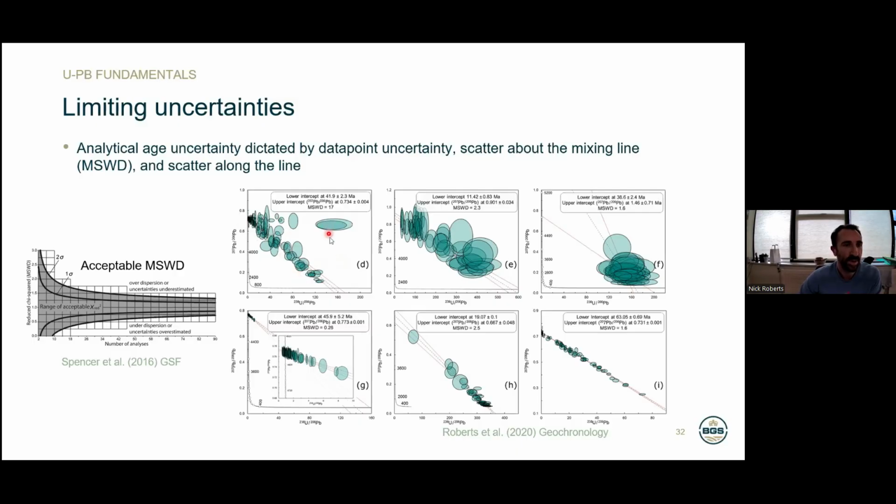More scattered with bigger uncertainty, and also the scatter along the line. So, for example, if we look at these 6 different plots, on the top left, we've got a lot of data that's giving a nice regression, but then we have these points that are falling off the line. That gives us this high MSWD. If we look at the top middle plot, the data are kind of falling along a nice regression, but the data point uncertainties themselves are actually quite big, and that's giving us quite a big uncertainty.